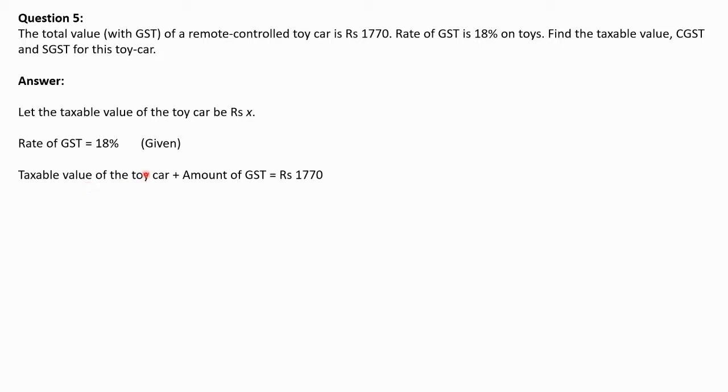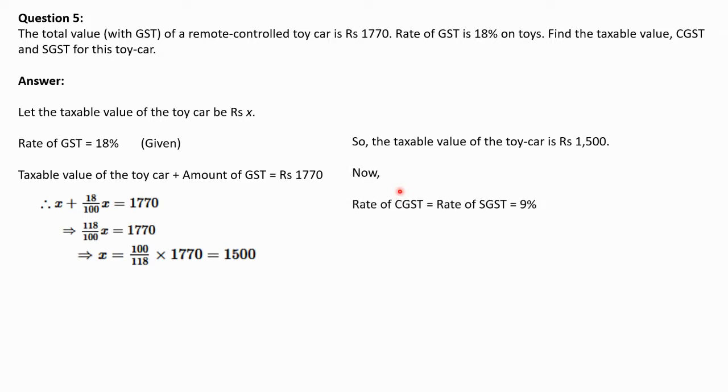Taxable value of the toy car plus the amount of GST, the total is given in the question, and that will be equal to rupees 1,770. Since the taxable value of the toy car we have considered to be rupees X, this will be X plus the amount of GST, that is 18% of your taxable value. So it will be 18% of X, written here as 18 upon 100 X. If we take the LCM here, we'll get 118 upon 100 X is equal to 1770. If I solve this for X, X will be rupees 1500. So the taxable value of this toy car is rupees 1500.